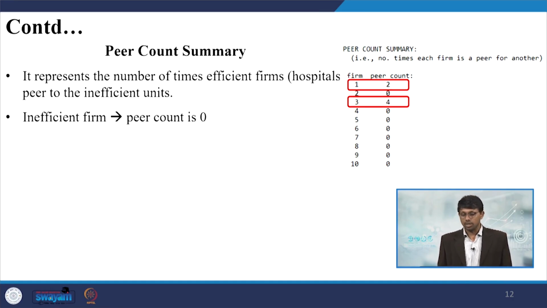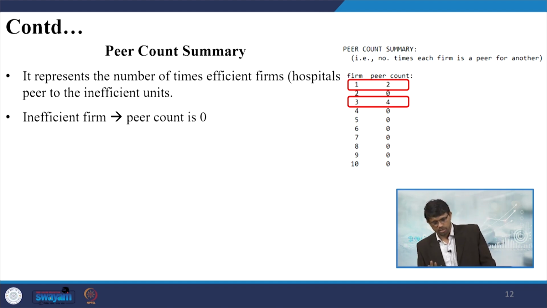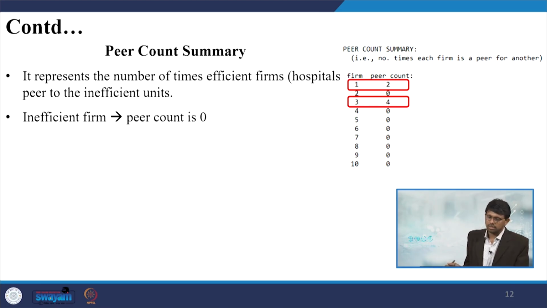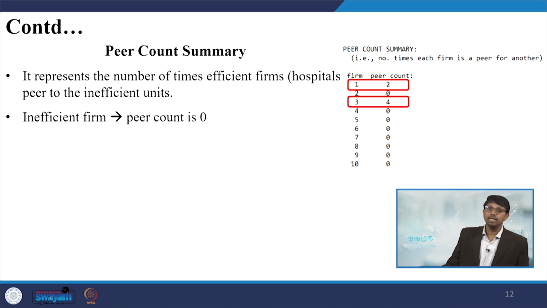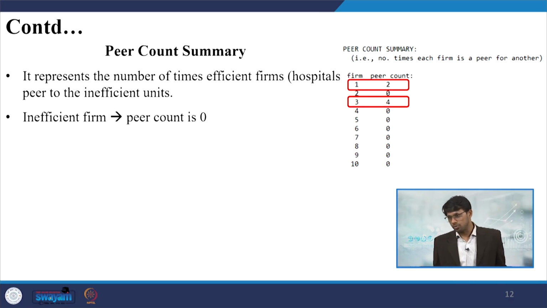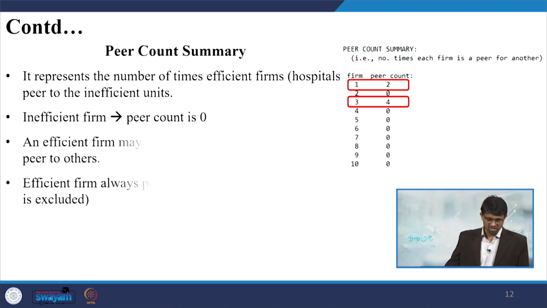Like 1 is actually counted 2 times somewhere. Okay. H1 is the efficient firm, as I already told you, and it is counted 2 times by other firms, or 2 firms count 1 as their peer. Similarly, okay, firm 3 is counted 4 times. So, 4 firms consider 3 as their peer, whereas others are counted 0 because they do not have any competition, or they do not have a peer count.